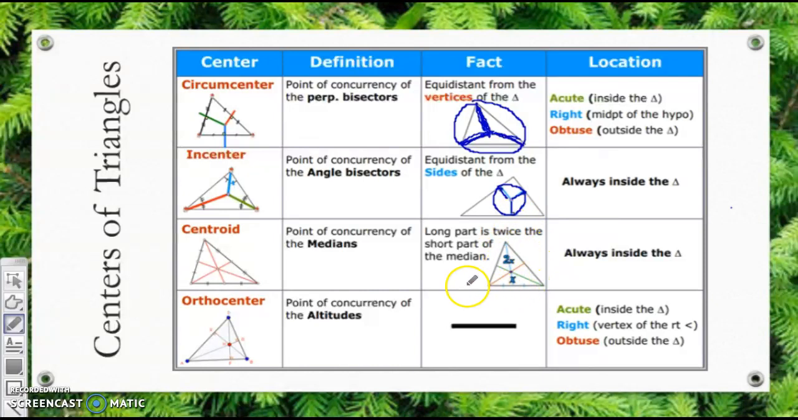And then this one, this is a median rule, I guess. The long part is twice the short part. So remember, we divided it into 3 equal sections and figured it out that way. All right, so a ton of information on that slide, but now let's go ahead and try to solve a couple problems that apply to those.